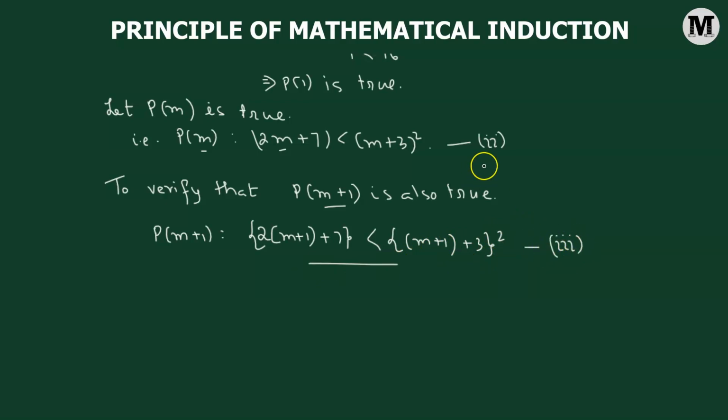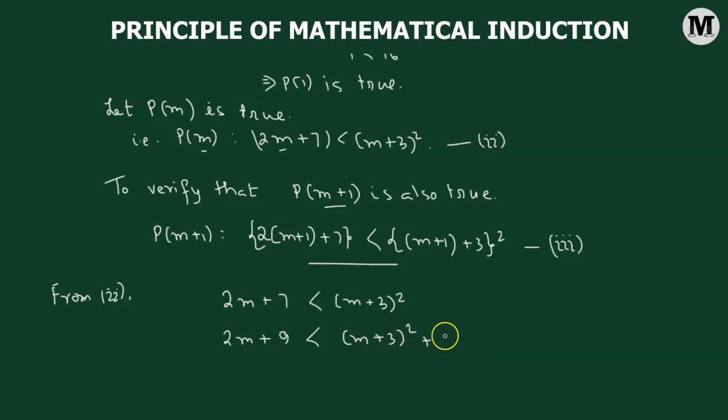Now we'll take the help of statement number 2 because that is a true statement. From statement number 2, we can say that 2m plus 7 is less than (m plus 3) whole square. This is a true statement. Now we're going to add 2 to each side of the inequality. 2 being a positive number, that's not going to change the sign of the inequality. So adding 2 to the left hand side makes it 2m plus 9, and on the right hand side we have (m plus 3) whole square added to 2.